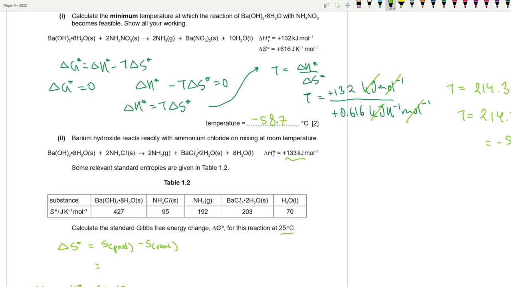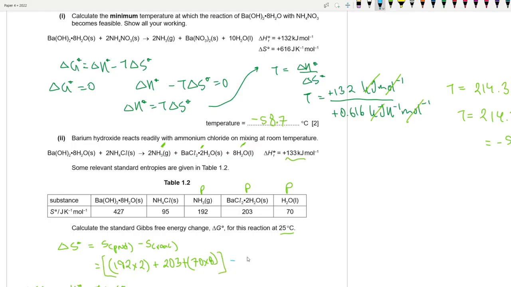Okay, so let's do this. So what are the products here? 2NH3, 1 BaCl2, 2H2, 1 8H2O. Okay, so that's product. So 192 times 2 plus 203 plus 70 times 8. Is that okay? So this is one part. This is the product part.